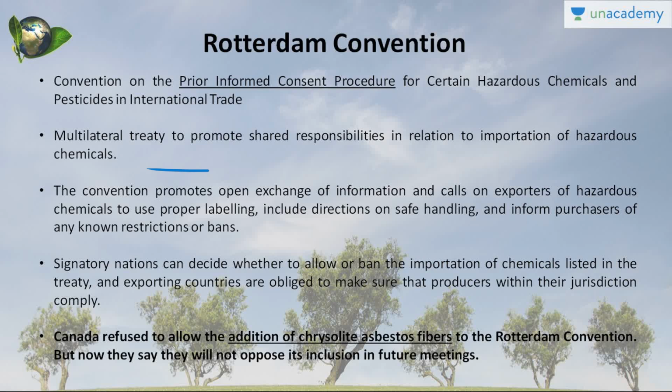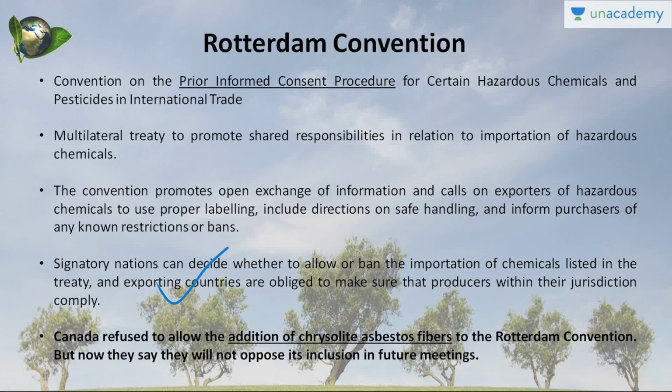It is a multilateral treaty to promote shared responsibilities in relation to importation of hazardous chemicals, and the convention promotes open exchange of information. It calls on exporters of hazardous chemicals to use proper labeling, including directions on safe handling, and inform purchasers of any known restrictions or bans. Signatory nations can decide whether to allow or ban the importation of chemicals listed in the treaty, and exporting countries are obliged to make sure that producers within their jurisdiction comply.